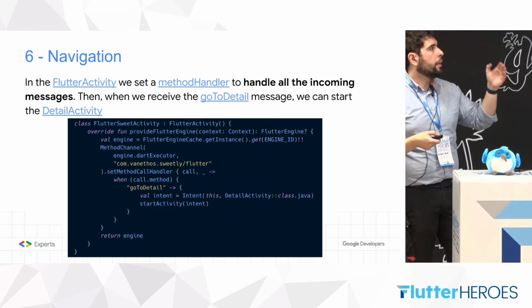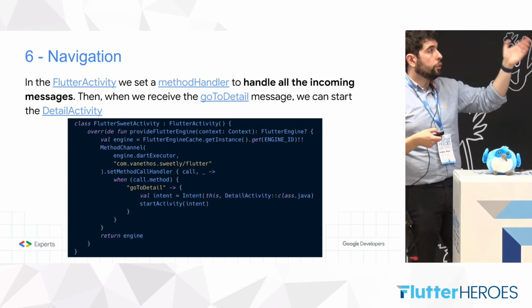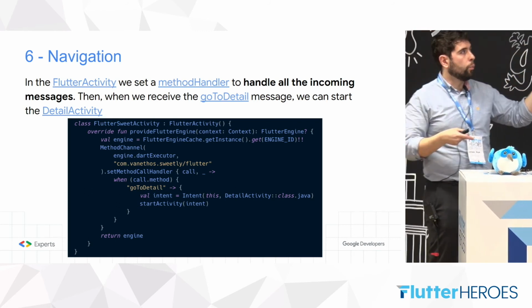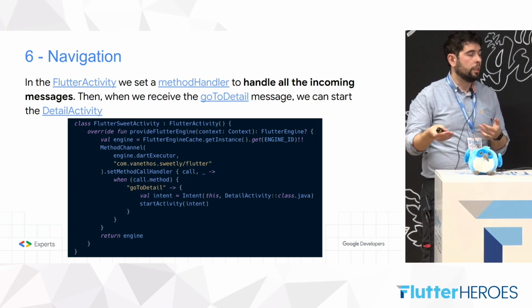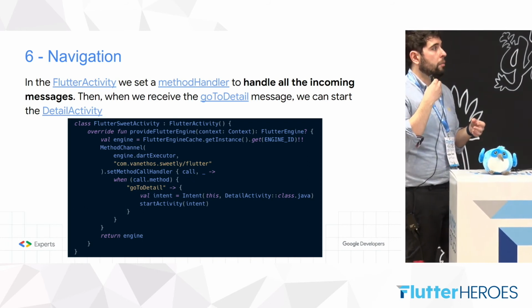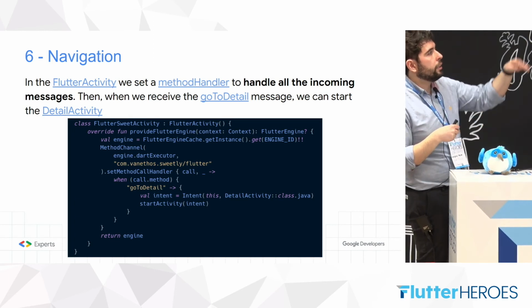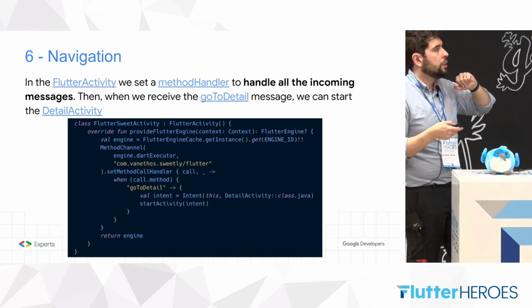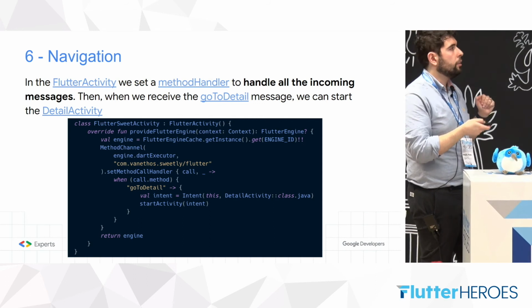And that is why, again, we use the new method channel, and then we set a new method handler. The set method handler is basically saying, okay, did I receive a message called goToDetail? If yes, then you can start this specific activity with that specific intent.